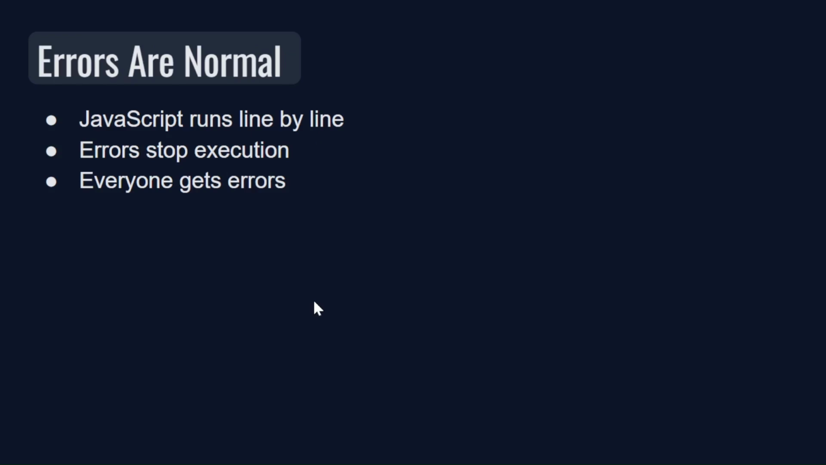Errors. JavaScript executes code line by line. If an error happens, the browser stops running the code. This can feel frustrating at first, but it's completely normal. Even experienced developers make mistakes and search for errors daily.